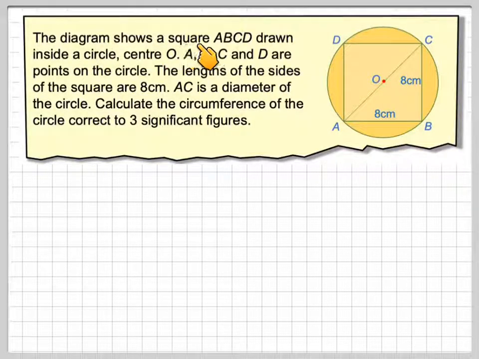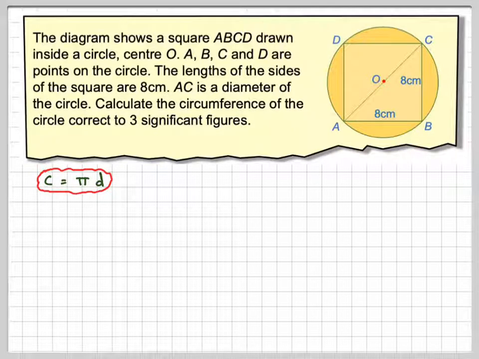The diagram shows a square ABCD drawn inside a circle. So what we've got here is ABCD drawn inside the circle, centre O. ABCD are points on the circle. The length of the sides of the square are 8 centimetres. AC is the diameter of the circle. Calculate the circumference of the circle, correct to 3 significant figures.